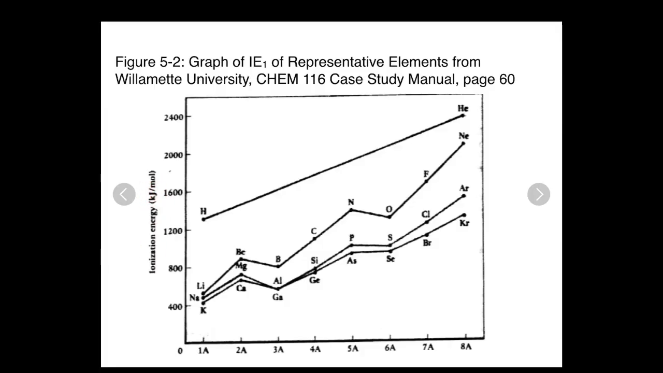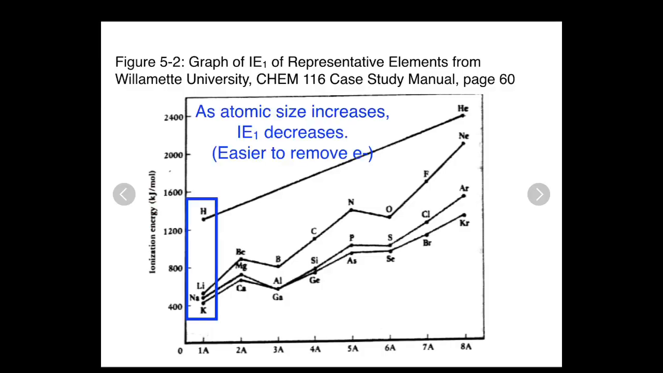That's what it means. Okay, so you probably noticed that if we look at the same group, group 1A, for example, hydrogen, lithium, sodium, potassium, as the atomic size increases as you go down the column, it's going to be easier to remove an electron. Therefore, you are going to see that the amount of ionization energy required to remove the first electron is decreasing. So it would be the least for potassium.